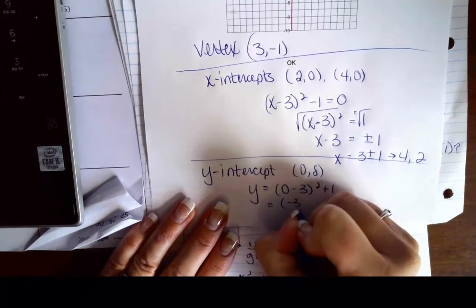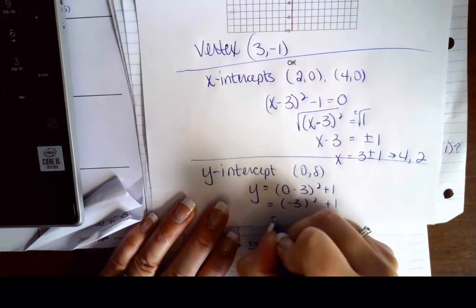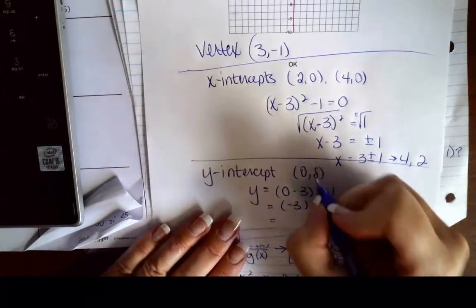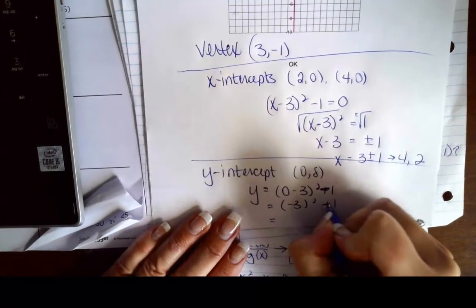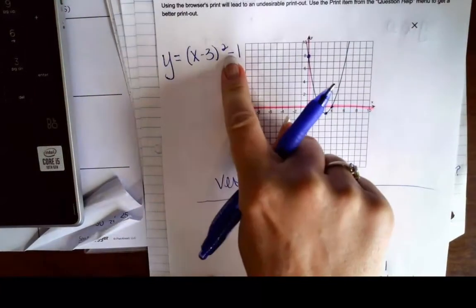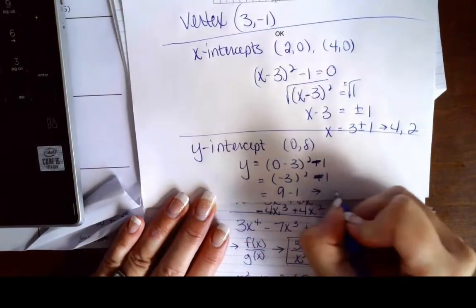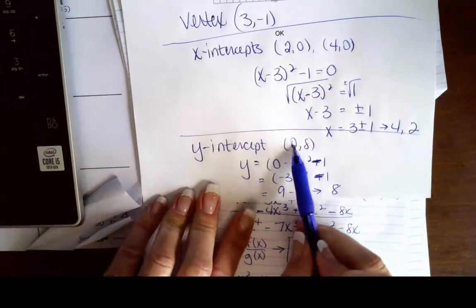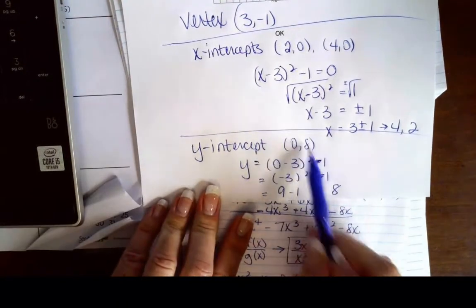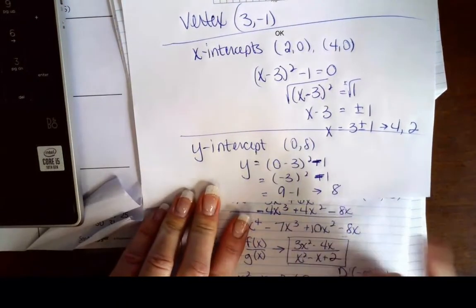So that gives me negative 3 squared plus 1, which is not, oops, sorry, it's minus 1. I was going, holy cow, this is going wrong. Okay, those are minus 1s. So now I've got 9 minus 1, which is 8. So I subbed in a 0 for x, and it spit out an 8. So now I know my y-intercept.